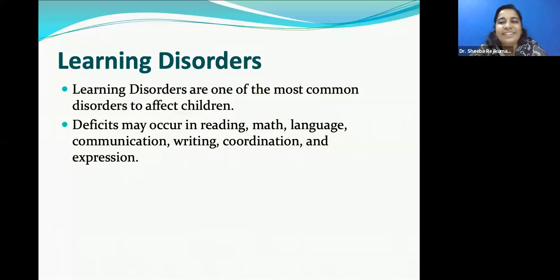But for today's children, we are here to identify what is their problem with learning and to identify if they're having some serious problems. So learning disorders are one of the most common disorders to affect children. And there may be deficits in reading, math, language, communication, writing, coordination, and expression.